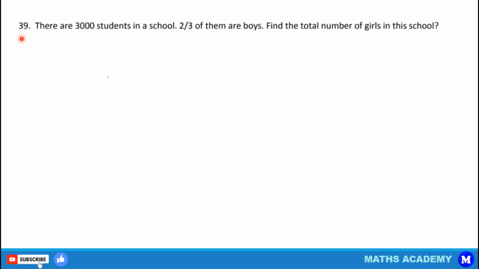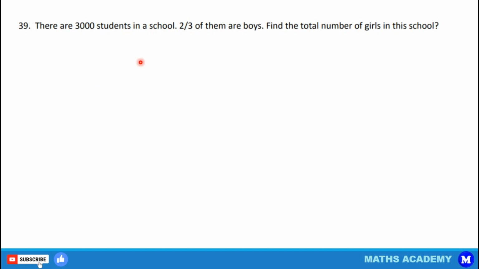Question number 39. It says there are 3000 students in a school. 2/3 of them are boys. Find the total number of girls in this school. So this is the information that is given, and this is the question that they are asking. Now we should find the total number of girls in this school.